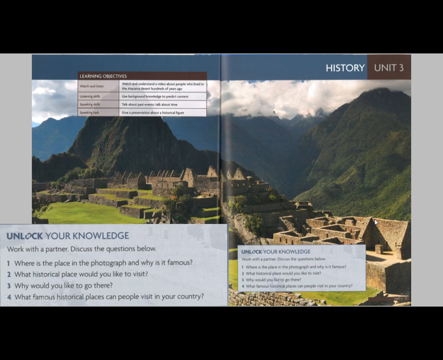You can find this picture on pages 50 and 51, first of all. It shows the ruins of Machu Picchu. So these are the ruins of a city. And this city is called Machu Picchu. It is a 15th century Inca site in Peru, in South America. This city is 2,430 meters high in the mountains. It was built in 1450, but it was just discovered in 1911.